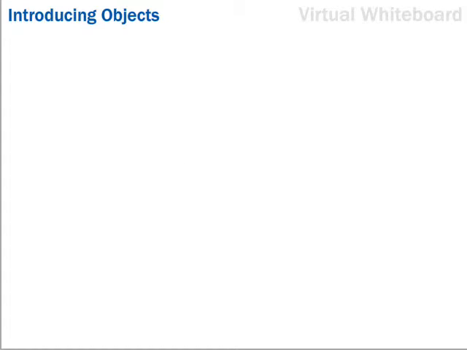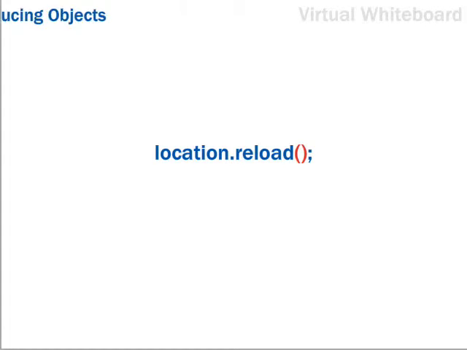Along with properties, each object can have one or more methods. These are functions that work with the object's data. For example, this JavaScript statement reloads the current document. When you use reload, you're using a method of the location object. Like normal functions, methods can accept arguments in parentheses and can return values.